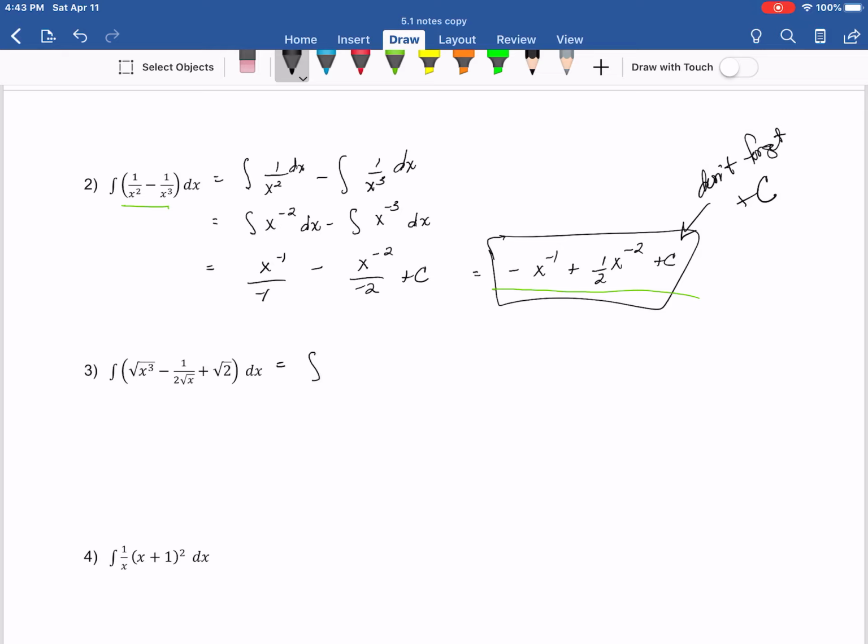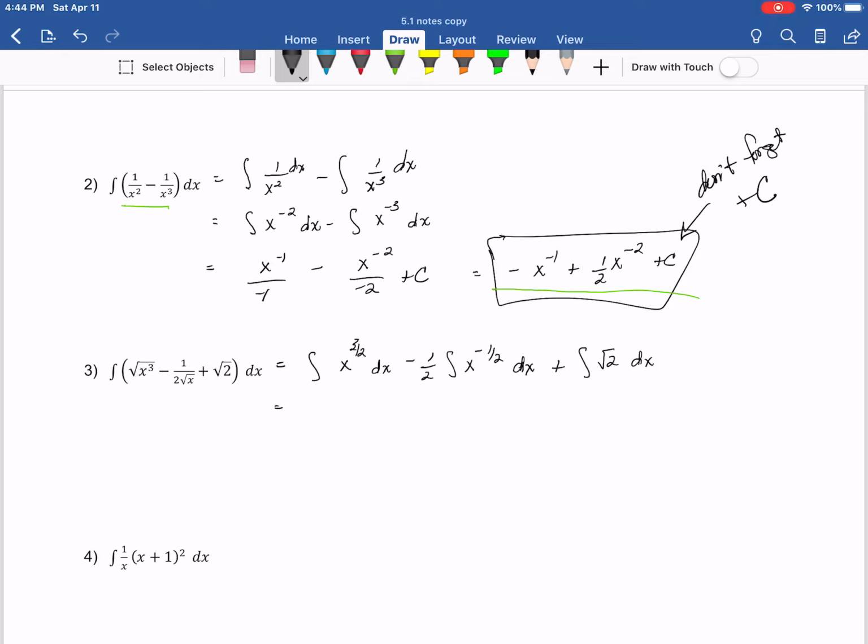I'm going to split this into 3 separate integrals. I'm going to rewrite the square root of x cubed as x to the 3/2 power, just to save me a step on the next line. I'm going to write this as minus 1/2 times the integral of x to the minus 1/2 power. Don't forget your dx. And then plus the integral of the square root of 2 dx. All right, so I just rewrote the terms a little bit to make it more convenient to take antiderivatives.